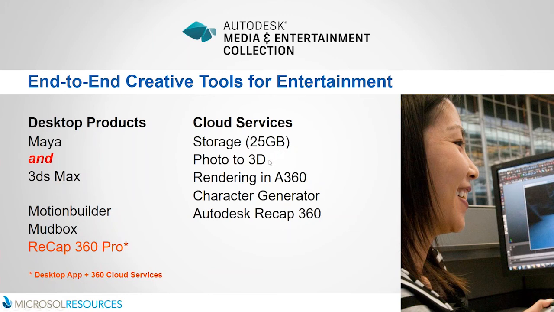25 gigs of storage, photo to 3D, and if you're not familiar with that, giving us photogrammetry tools. Take a bunch of photos, convert that to an actual 3D object. And being part of the 3D printing team, tools like that are just getting more and more accessible and easy to use. Of course you have rendering in 360. Of course you have character generator. Those kind of tools have always been available for Macs, but now we're also going to get Recap 360, which gives you the opportunity to visualize the reality capture information, whether it be photogrammetry or point clouds or laser scanning. You've got to take a look at Recap.